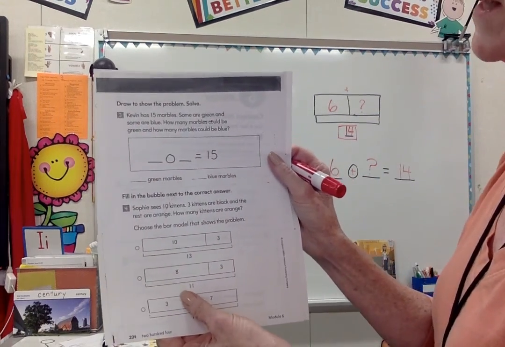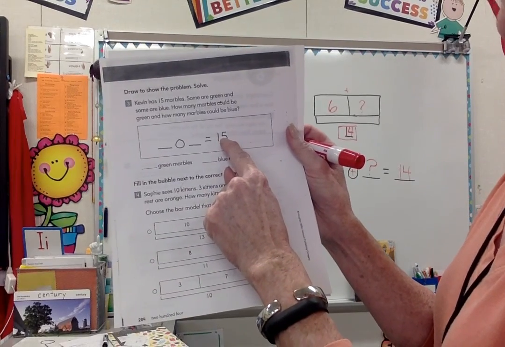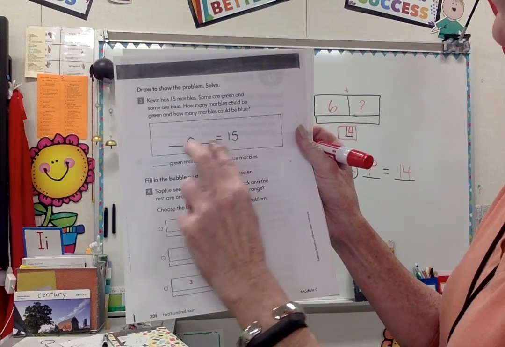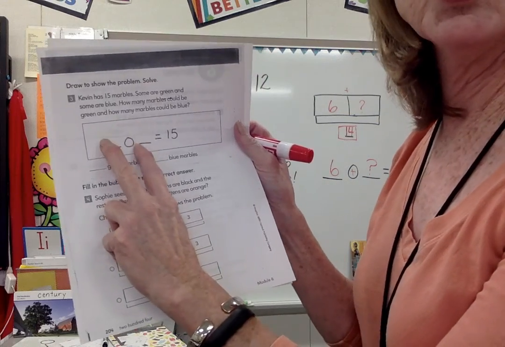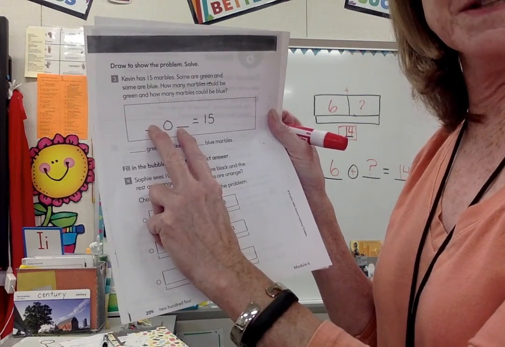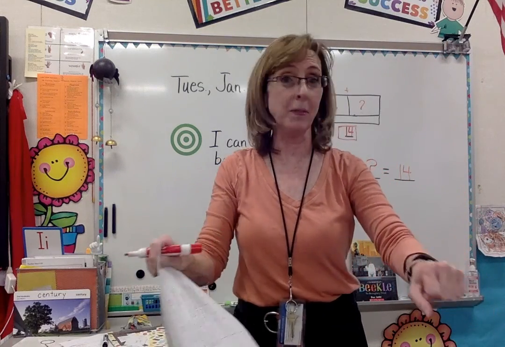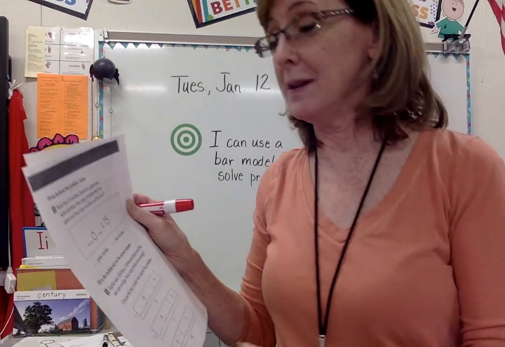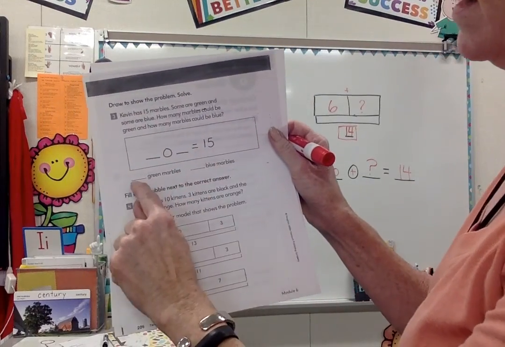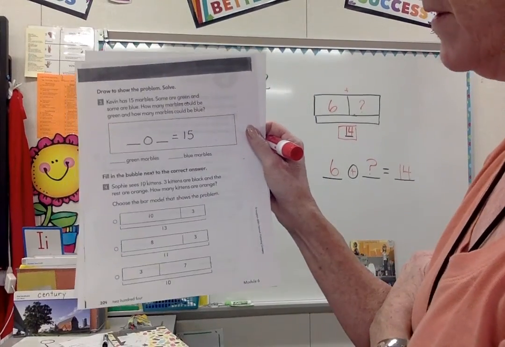On the back, Kevin has 15 marbles. Some are green and some are blue. How many marbles could he have? You get to pick out the 2 add-ins. 15 total, you have 2 add-ins. Think about the 2 that could go there. There are lots of possibilities. You decide and write down how many green and blue ones you have.